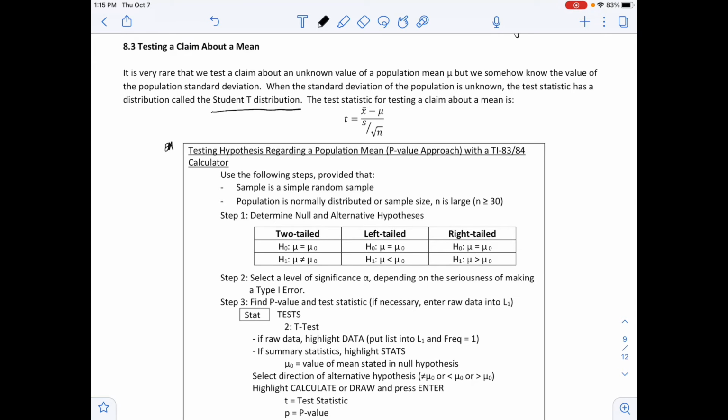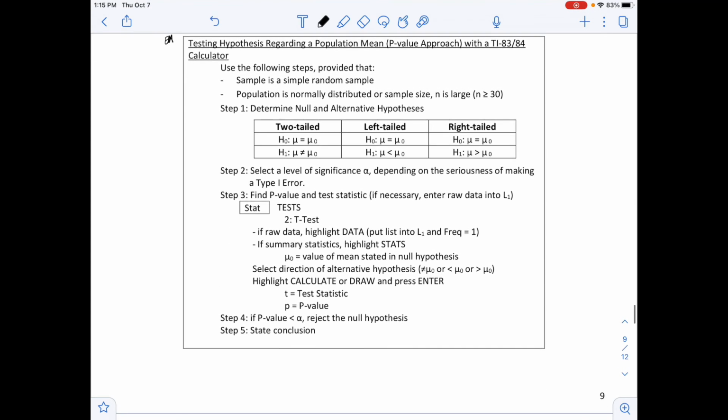Right below this, we have our steps for how to use the graphing calculator. And this is going to work with an 83 or 84 calculator. Again, if your calculator is a little different, make sure to write down notes so you know how your device works. So use the following steps provided that, and here's what we would have to test. First thing is our sample needs to be a simple random sample. And the second thing is that the population is normally distributed, or the sample size is going to be large. And we say large is going to be greater than or equal to 30.